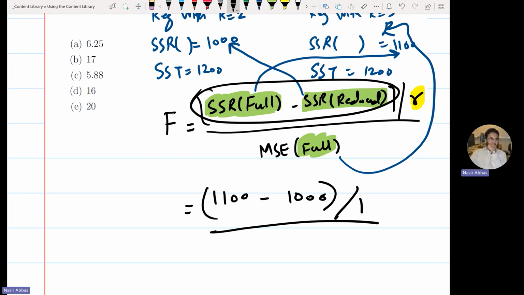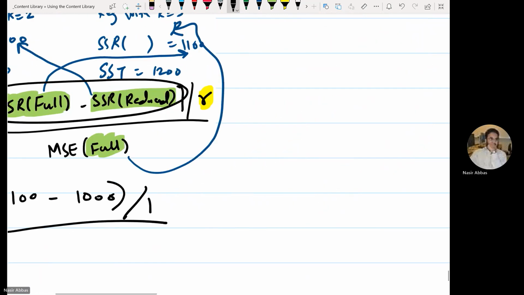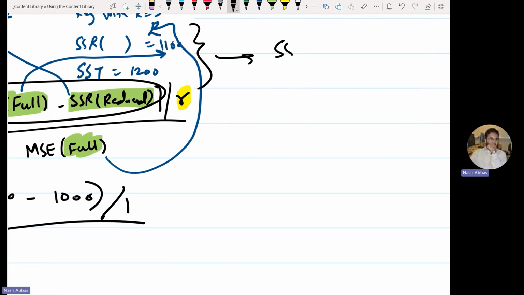How will you get MSE of the full model? It's not given. MSE is error over n minus k minus 1. But how will you get error? It's not given. For the full model, first you will find SSE, which is SST minus SSR. 1200 minus 1100, which is 100.